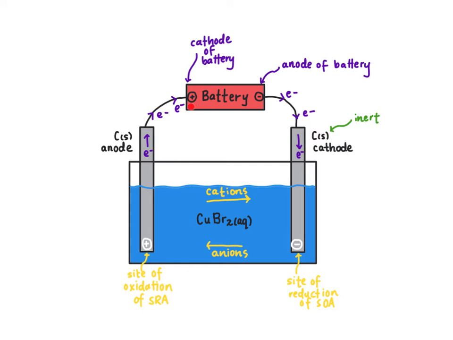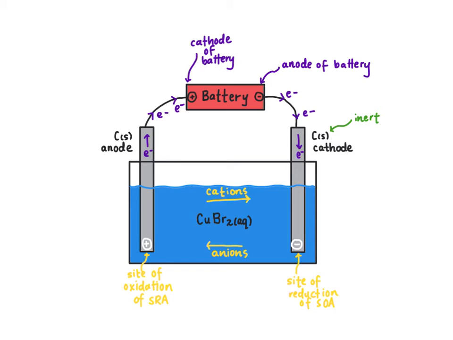So in a battery, our cathode is positive. In an electrolytic cell, our anode is positive. In a battery, our anode is negative. In an electrolytic cell, our cathode is negative. But the rest of the operation of the cell is the same. So cations move in the same direction, anions move in the same direction, electrons move in the same direction. We're now going to use the 5-step method to walk through what will happen in this cell.